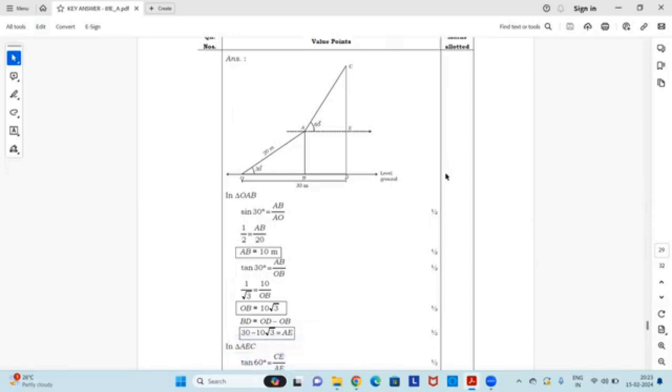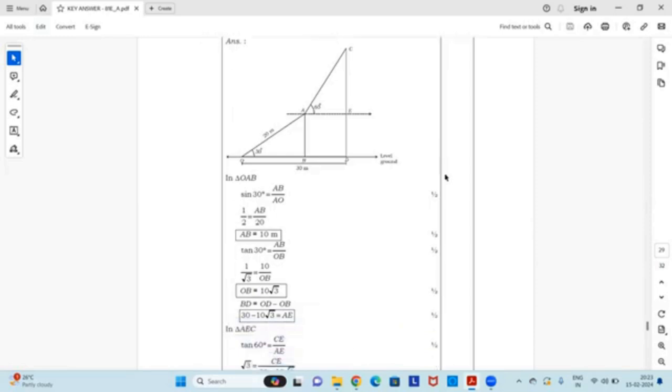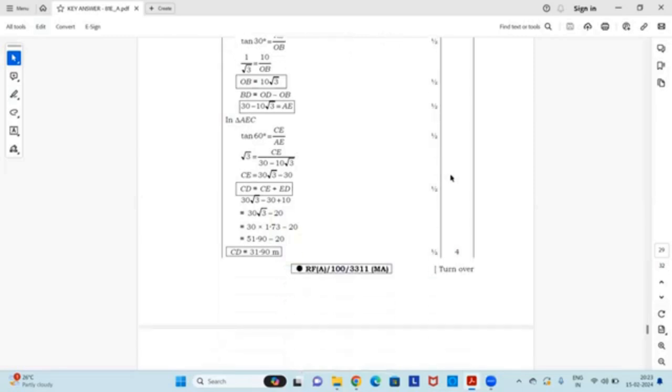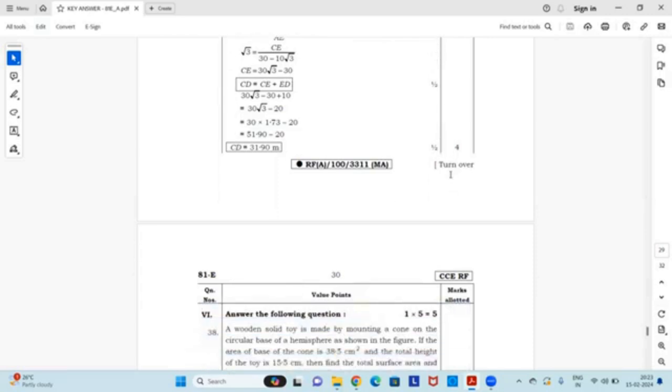Required lines and segments are to be added. And then apply the formula and solve the sum. Observe it carefully again, how it has been proved, how it has been solved.